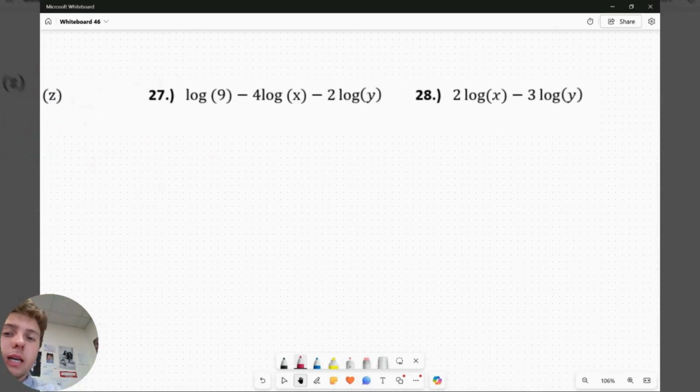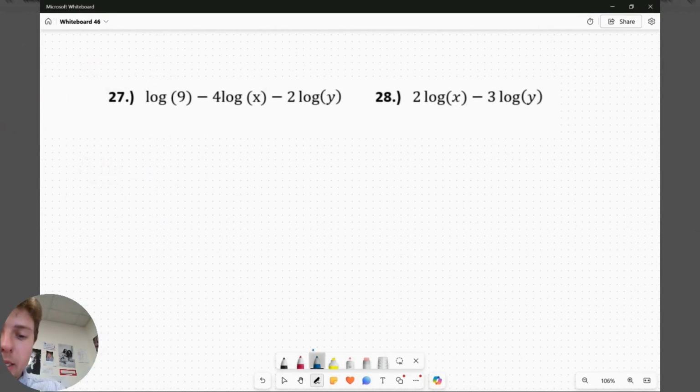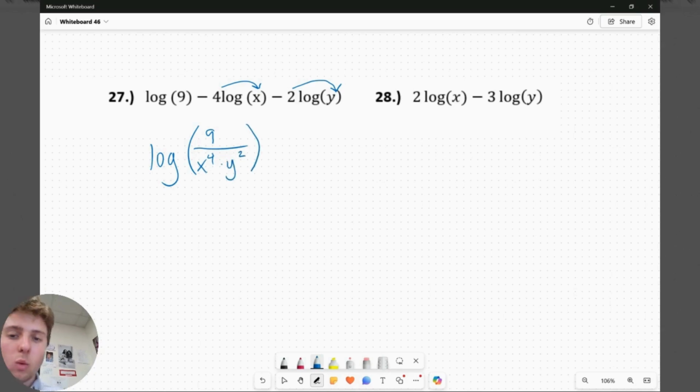Let's look at number 27. We want to make this, again, a singular log. Anything that is positive goes on top, which is the 9. Anything that is negative goes on bottom. Whatever values are in front, throw those back to the inside and make those an exponent again. The x and the y both had minuses in front of them, so there we go. They're both on bottom now.